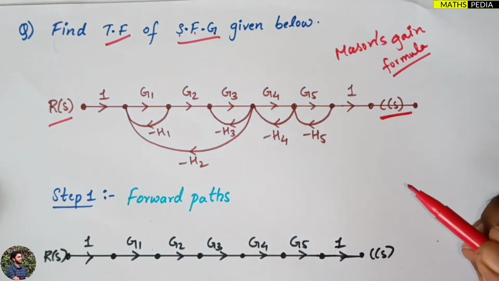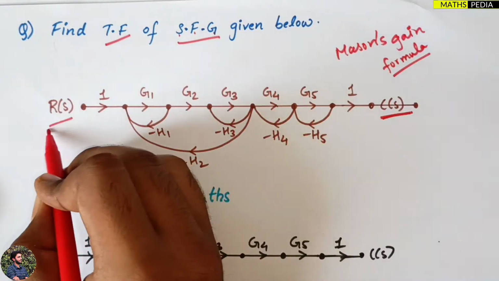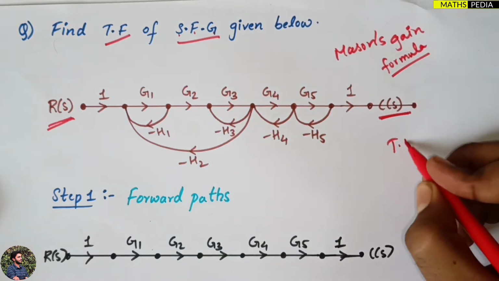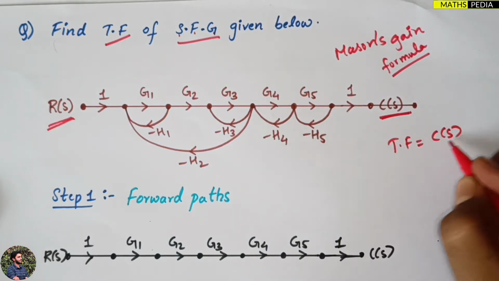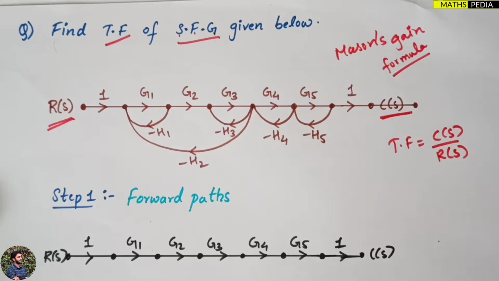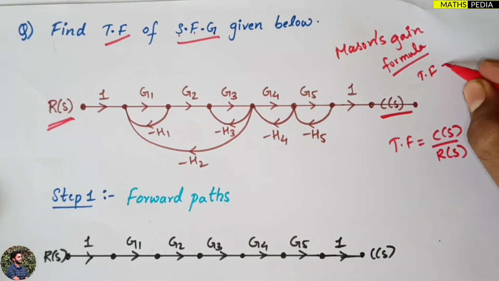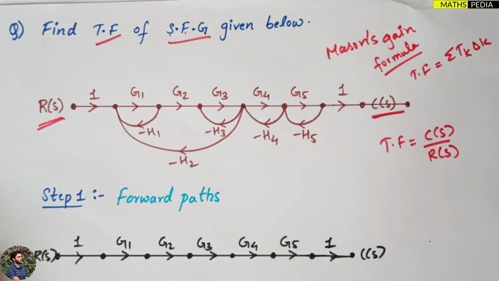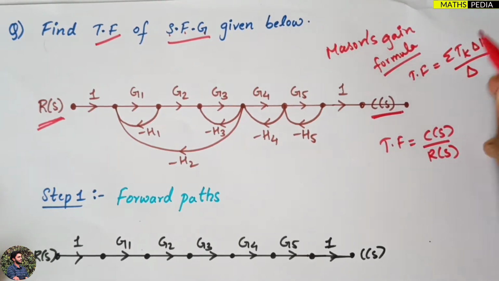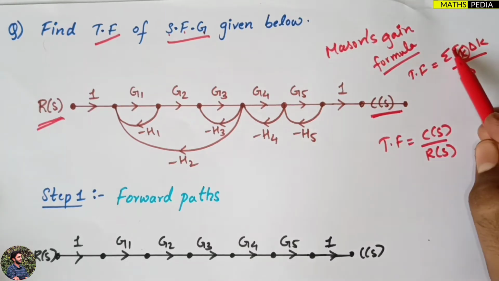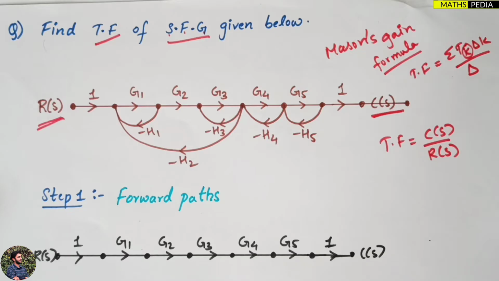C of s is nothing but the output of the system. R of s is nothing but the input of the system. So the transfer function is C of s by R of s, output by input. Mason's gain formula is given as transfer function equal to summation of Tk into delta k by delta. This k is nothing but the number of forward paths. We will take it step by step and discuss the solution of this given signal flow graph.